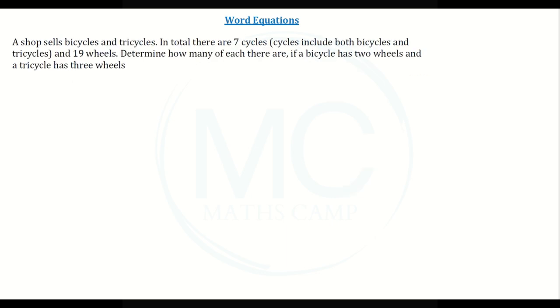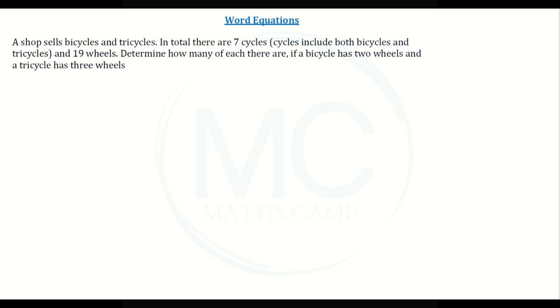A shop sells bicycles and tricycles. In total, there are 7 cycles. Cycles include both bicycles and tricycles, and 19 wheels. Determine how many of each there are if a bicycle has 2 wheels and a tricycle has 3 wheels.